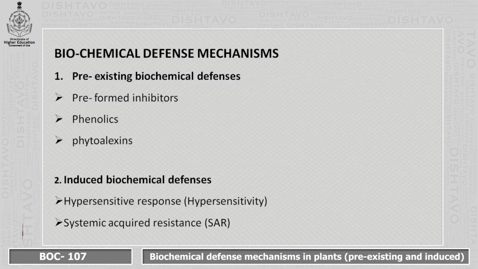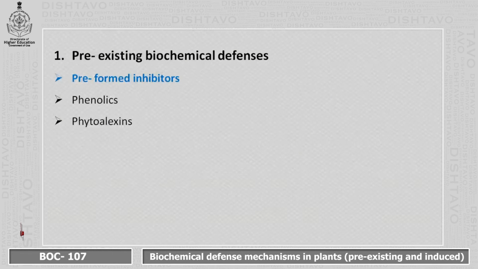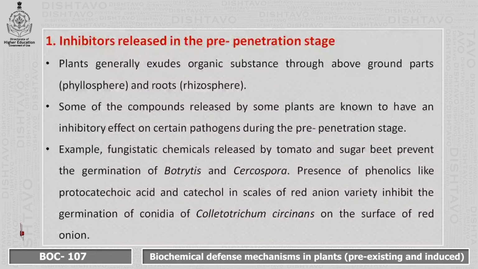So the biochemical defense mechanisms are divided into two types, that is pre-existing biochemical defenses and the induced biochemical defenses. Pre-existing biochemical defenses are again classified into three types, that is preformed inhibitors, phenolics and phytoalexins. Induced biochemical defenses are classified into two types, that is hypersensitive response, also known as hypersensitivity, and systemic acquired resistance. Coming to the pre-existing biochemical defenses, the first one is the preformed inhibitors. The preformed inhibitors are classified again into two types.